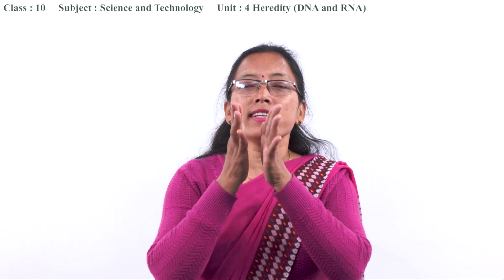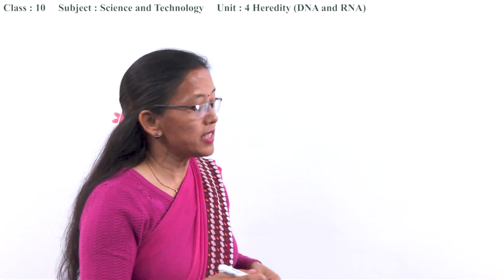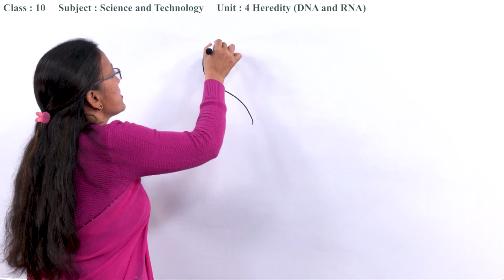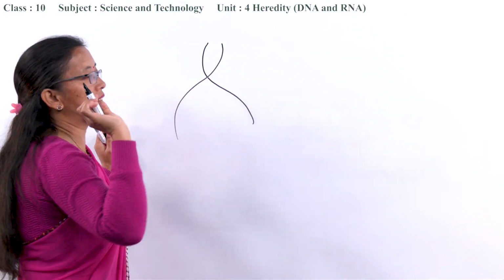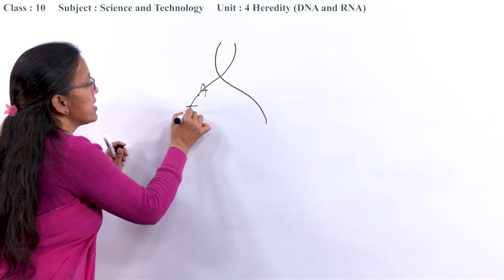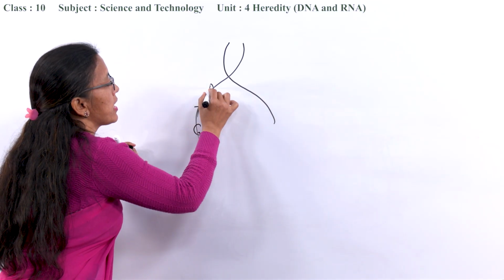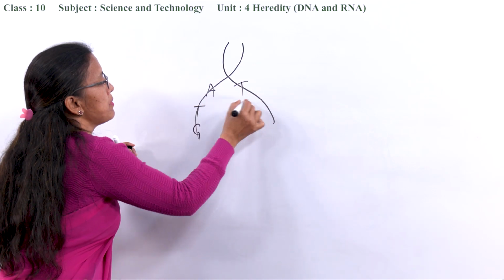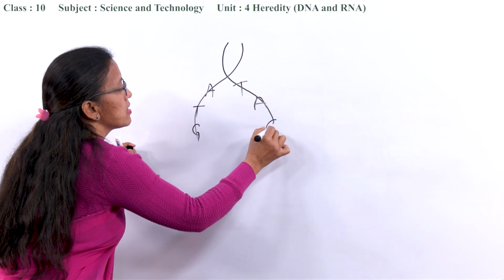When pairing occurs, A pairs with T, C pairs with G, that means cytosine with guanine. And when replication takes place, they will unwind. Suppose this is the DNA which is going to replicate. At first it will unwind. Suppose there is A, T, G, here A pairing with T, T pairing with A, G pairing with C.